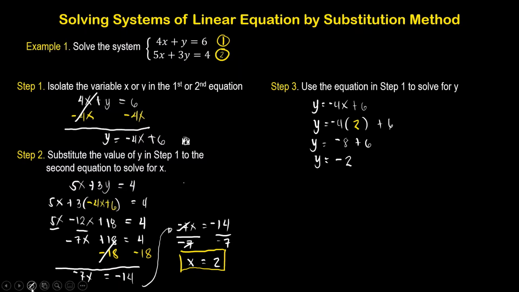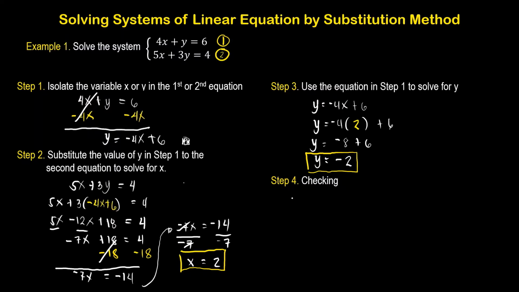So, meron na tayong value, okay? Meron na tayong value ng x natin, which is equal to 2, and also the value of y, which is equal to negative 2. Now, para makasure tayo na tama yung mga values ng x and y natin, so ang gagawin natin is we are going to check it. So that's our step 4, wherein we are going to check if the values of x and y satisfy the given system.